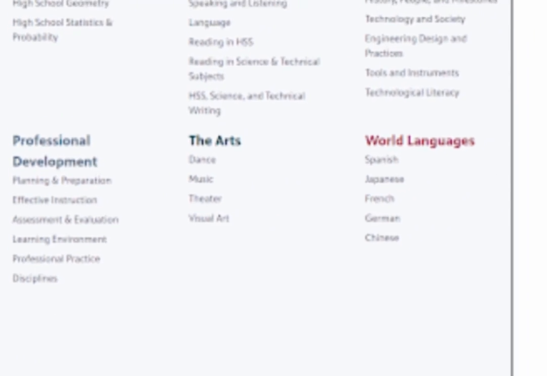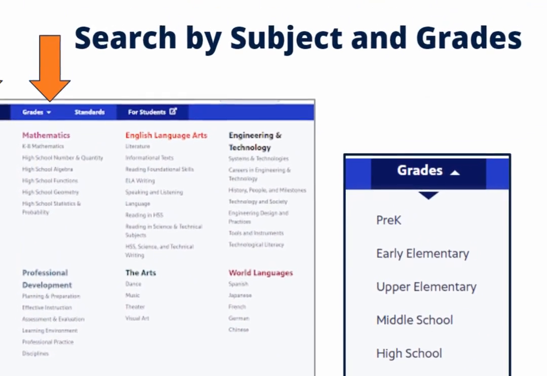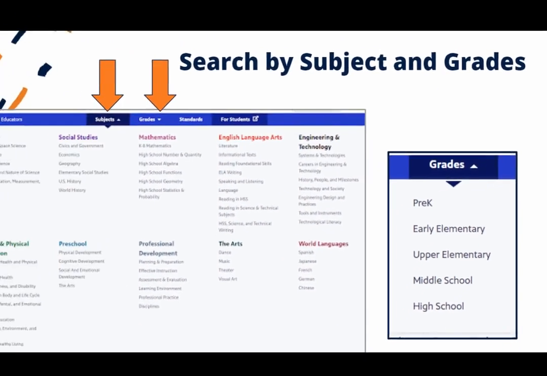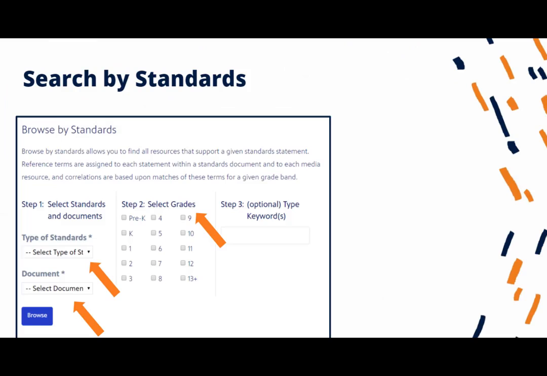If you select searching by grade levels, it will bring up grade level bands, as you can see in the right example. As mentioned, you can search by standards, and you can filter the standards by grade levels as well, and then you will click on Browse.